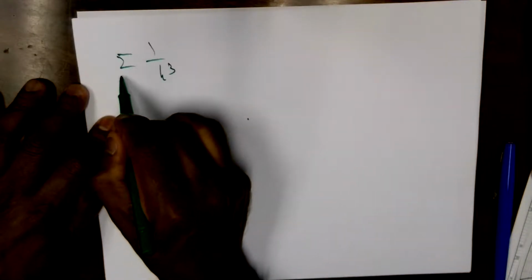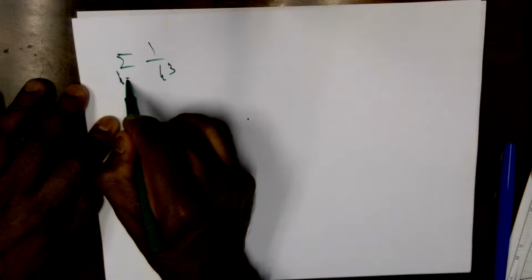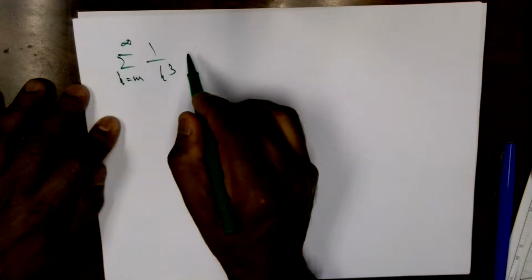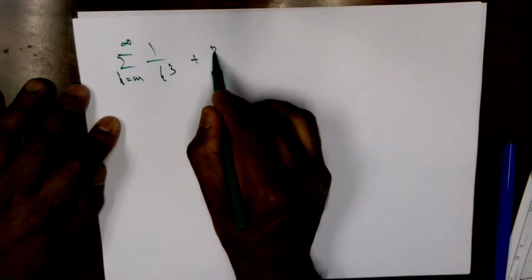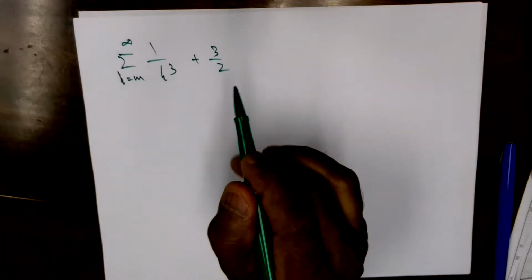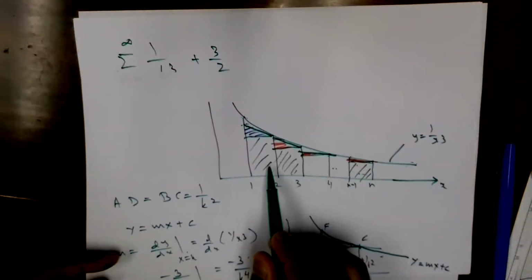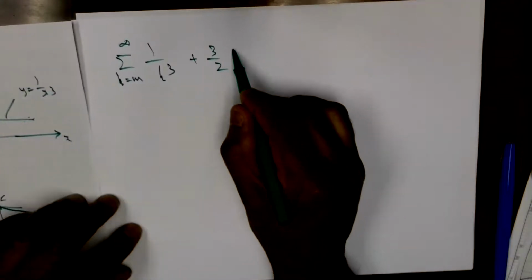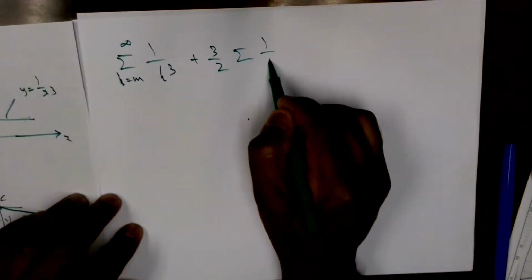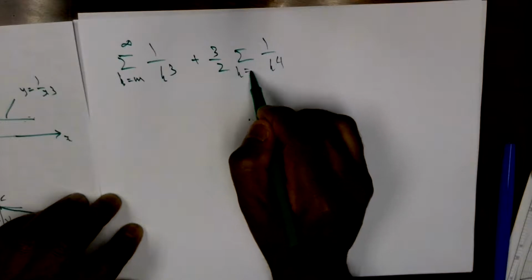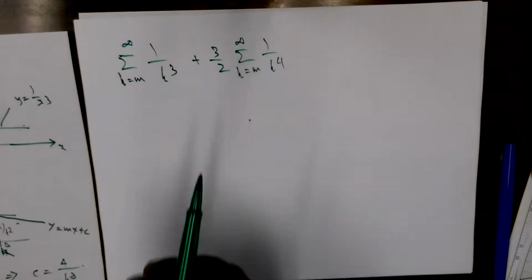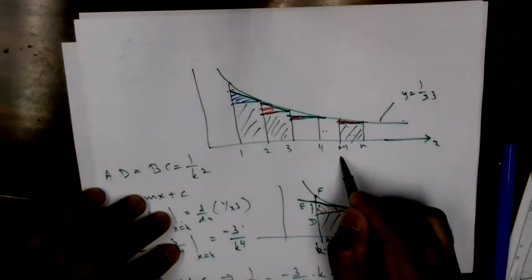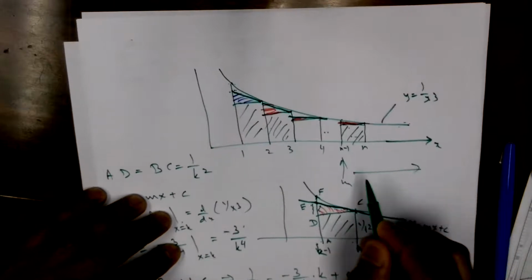So we get what we are interested in, the sum from k equal to M, but I'm only going to start from some M. And then you have 3/2. So this term is just these green regions. Then 3/2 times the summation of 1 over k^4, k from M through infinity. So that's the red region starting from some M onwards.